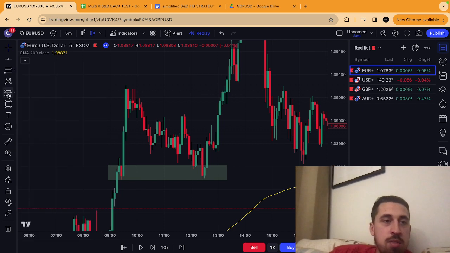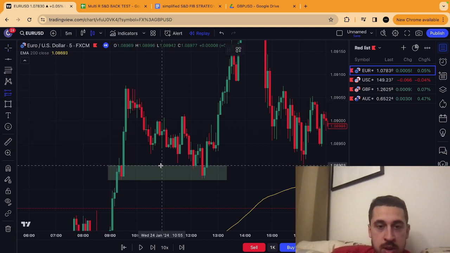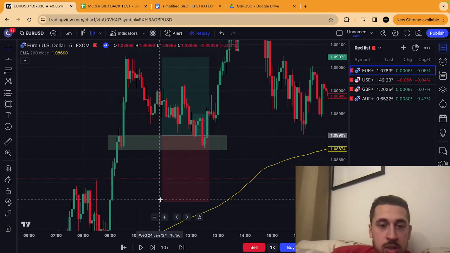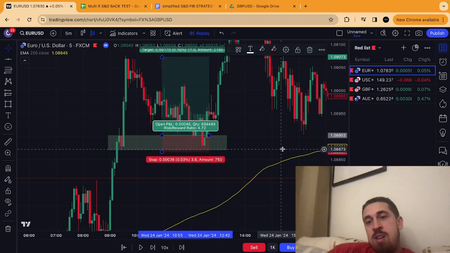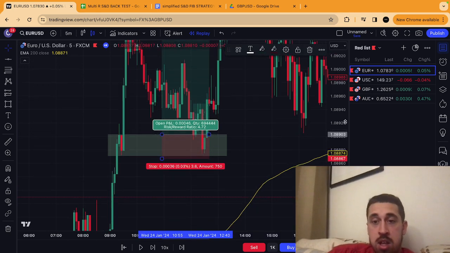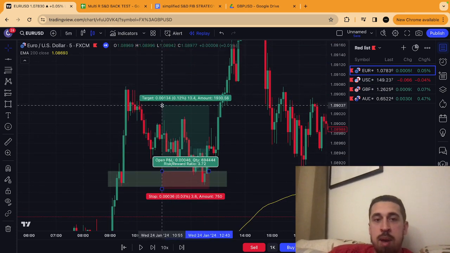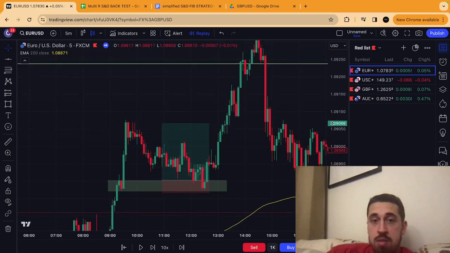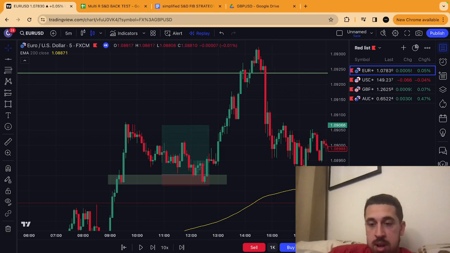Because if you was risking 1% of a £10,000 account, £100, do you really want to lose £100 on such a small little 3-pip move? Not really. So why not just risk £50 and then still you've made a good return, you know? So yeah, that's the back test for today.